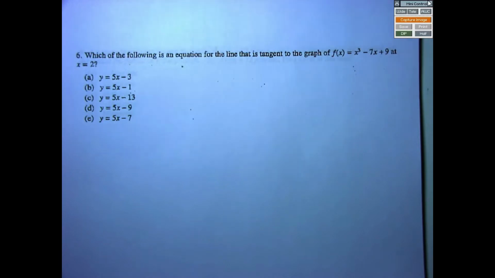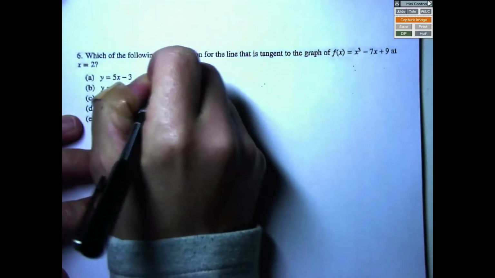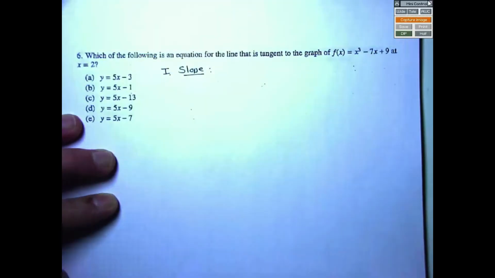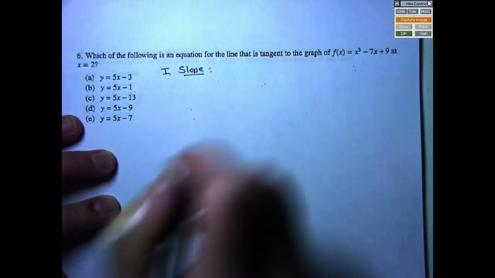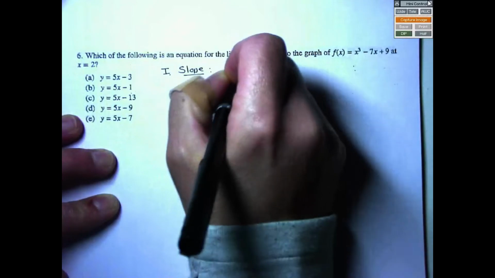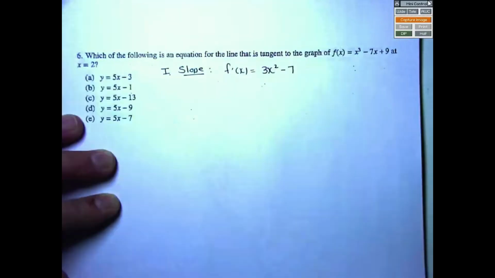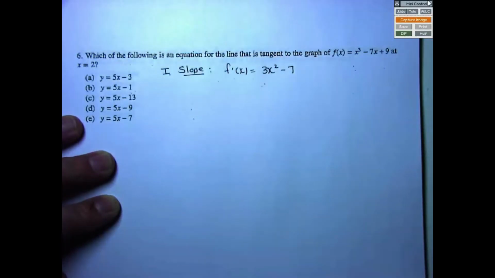All right, so to find the equation of a line, we need 2 things. We need to have its slope, and we need to have a point that it is passing through. So step 1, I'm going to find the slope. All right, so we know synonymous with slope is derivative. So f prime of x is equal to 3x squared minus 7. So straightforward derivative.